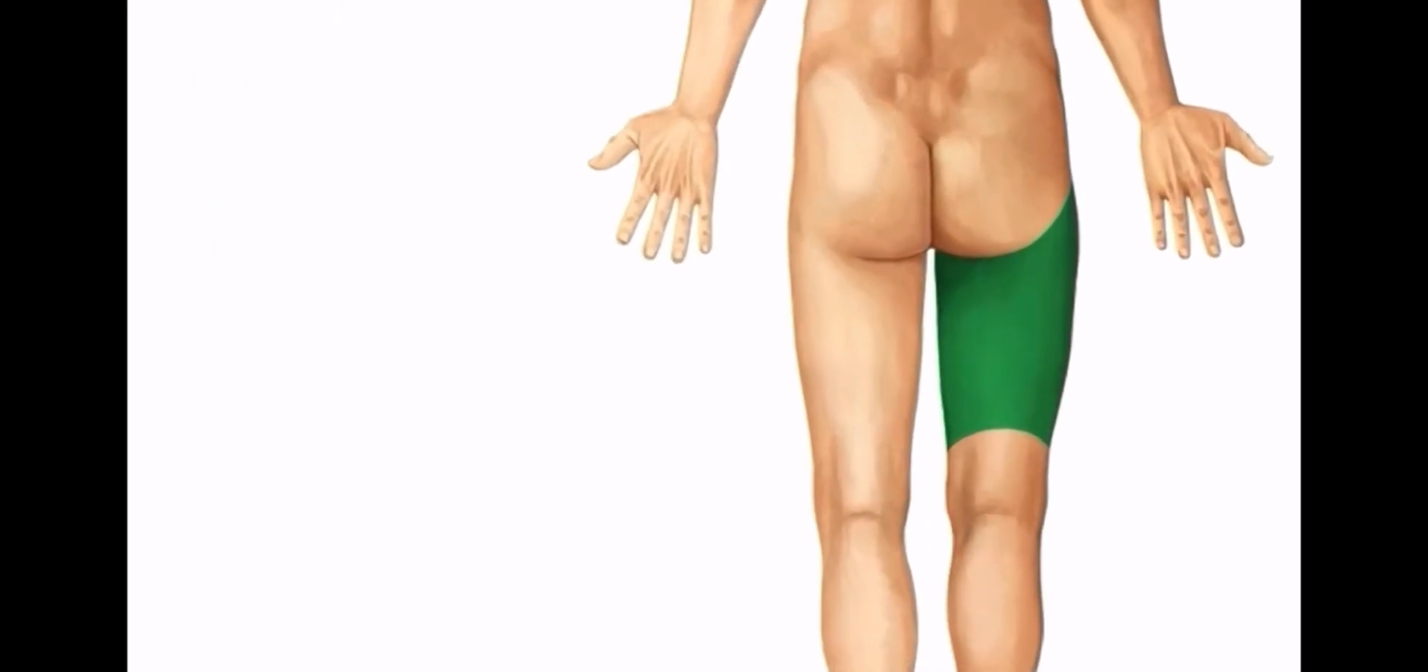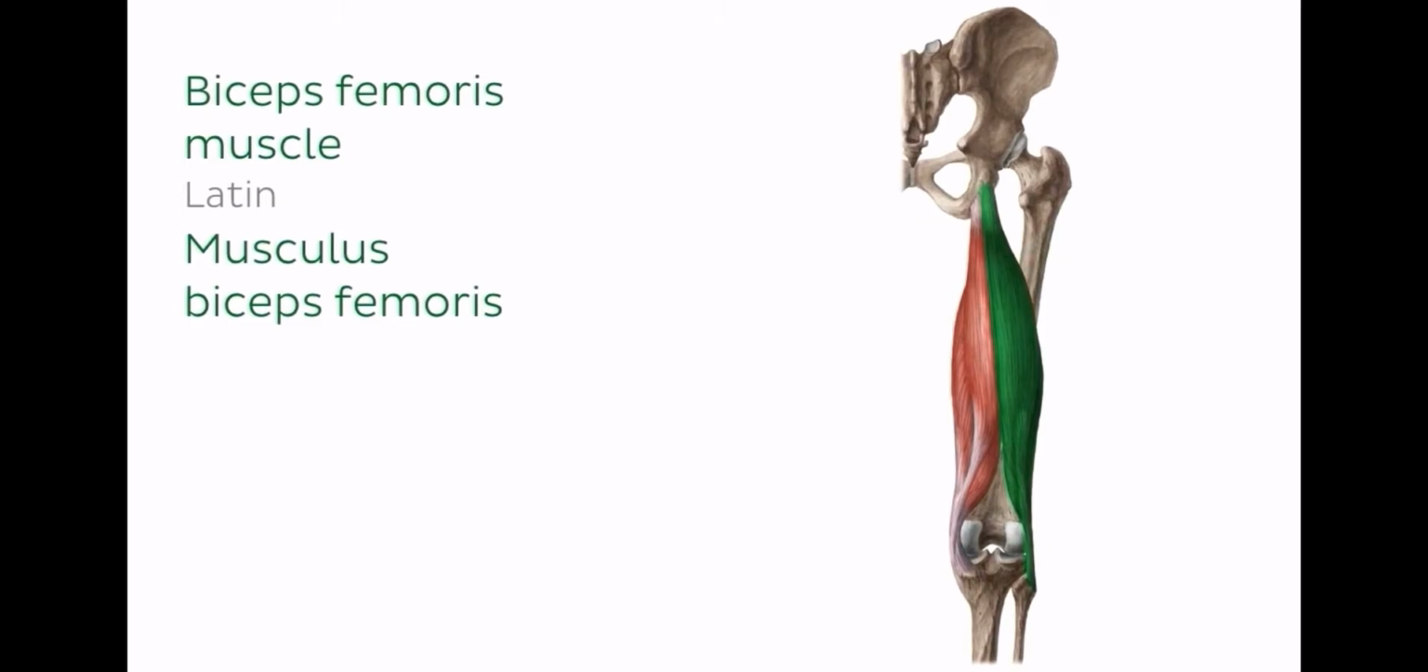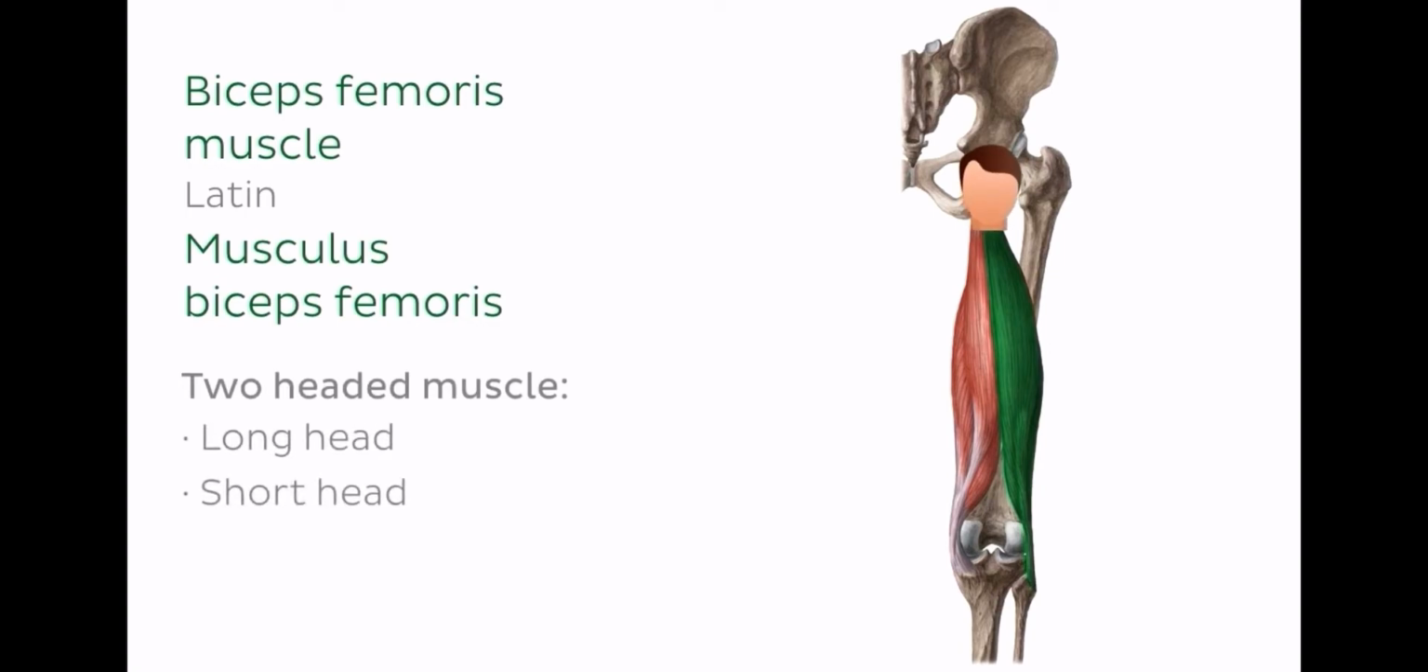Now let's talk about each of these individually. And as we mentioned, the first one of these is called the biceps femoris muscle. And the biceps femoris, as you can tell by the name, is a two-headed muscle. And the biceps femoris has a long head and a short head.